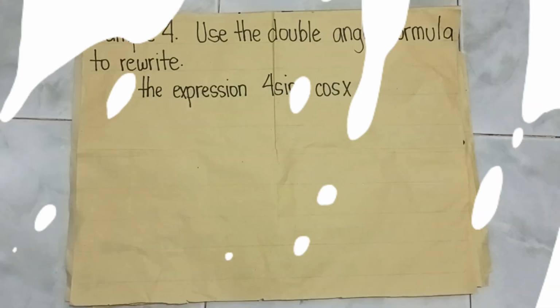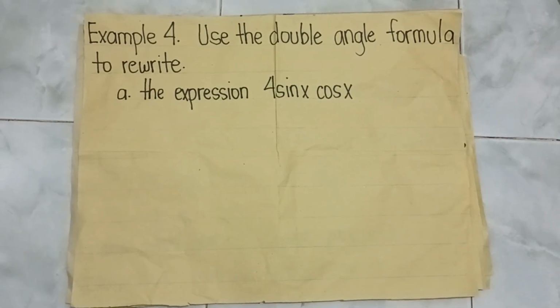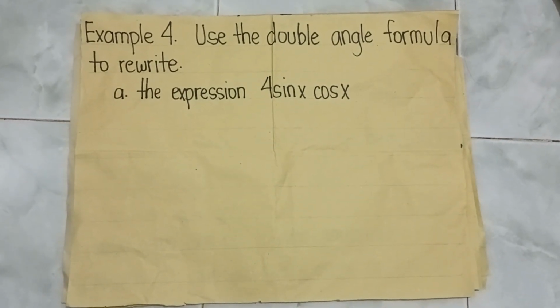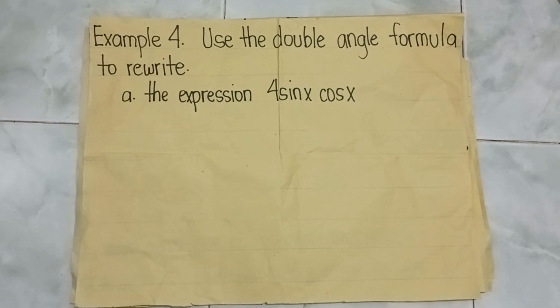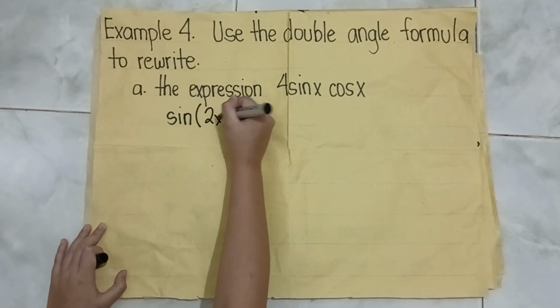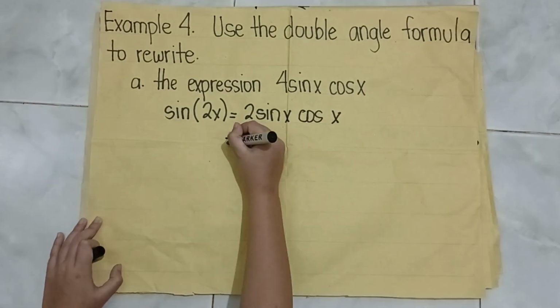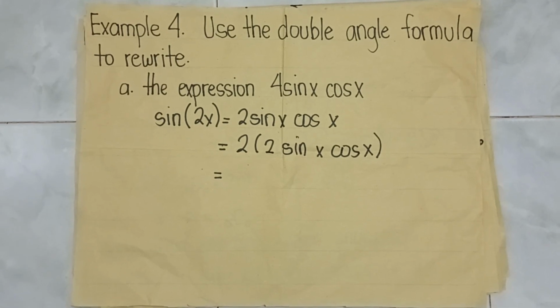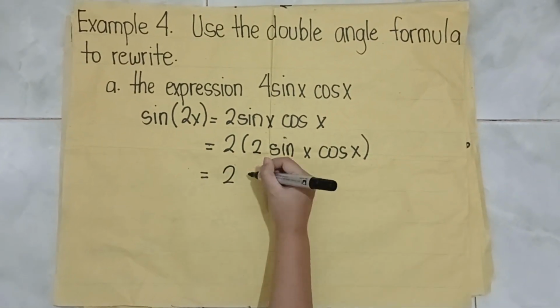Example 4. Use the double angle formula to rewrite the expression for sine x times cosine x. First, we use the double angle formula and then we can rewrite the given expression. So we factor it and substitute.